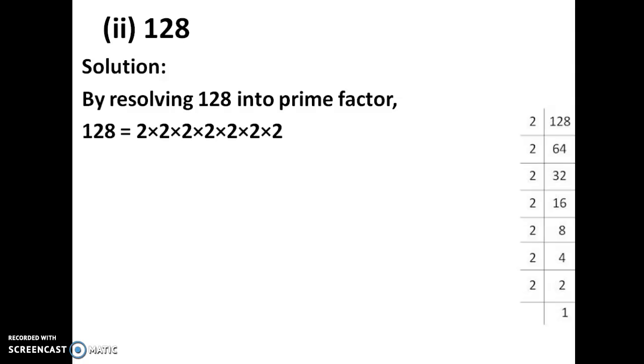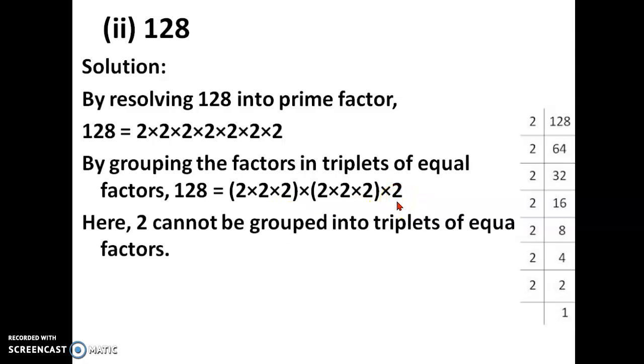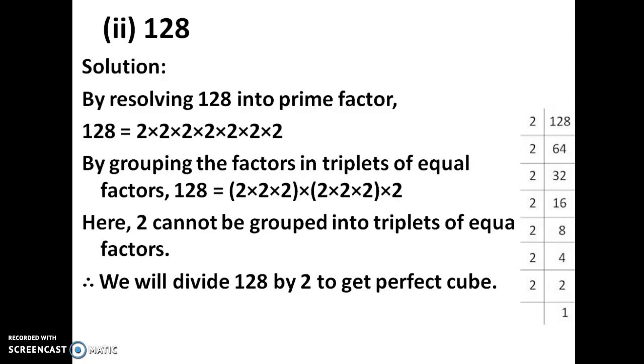Next problem is 128. So first do the prime factorizing, then group into triplets. So we find that one 2 is left without the group. So that 2 should be divided from the number 128 to get the perfect cube. Okay, so if you want to check, you can cross check. So 128, if you divide by 2, you will get 64. Okay, so 64 is the cube of 4. So then only you can get the perfect cube.